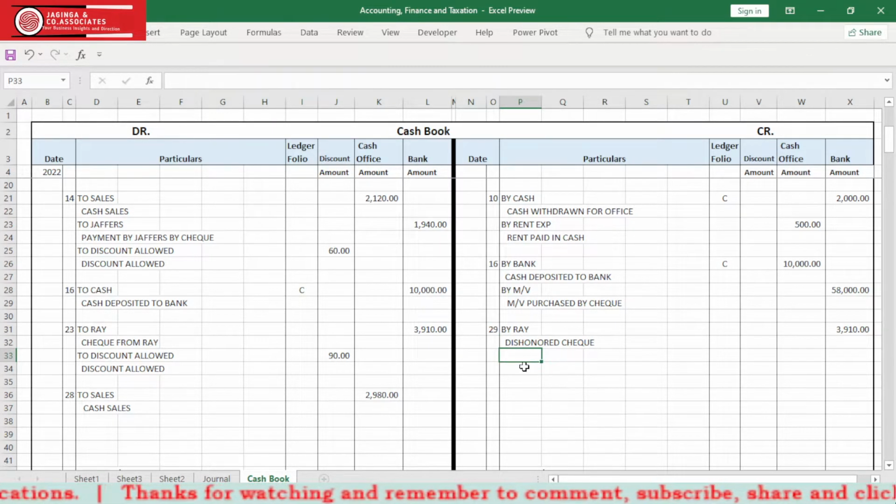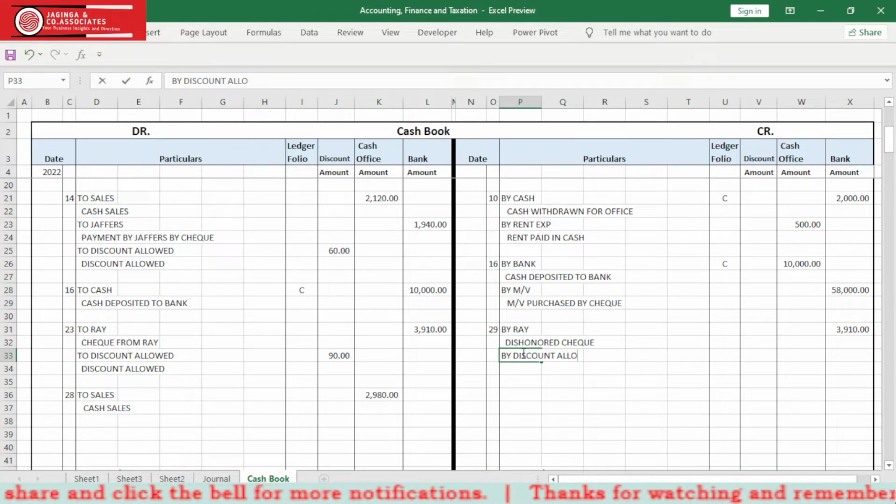and then again on the same day we need to cancel the discount that we allowed because he was to pay us. Then we allowed him a discount, and since the check has been dishonored, we also need to reverse the discount that we allowed to Ray. So here we again will say by discount allowed.